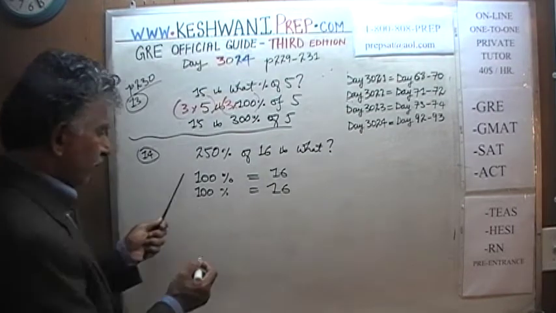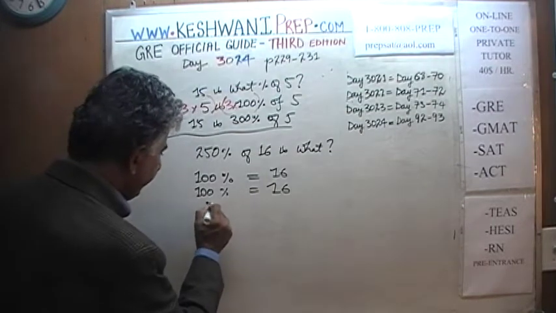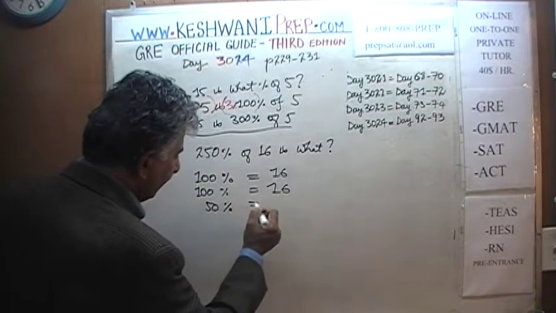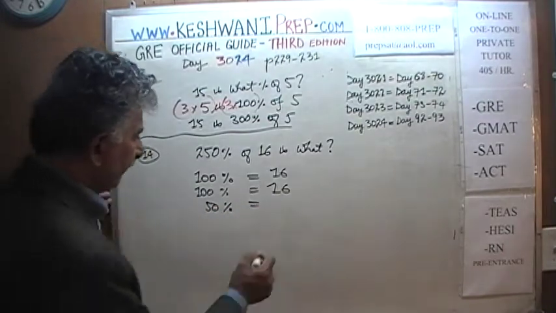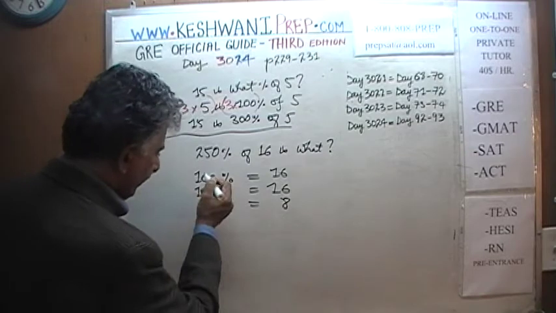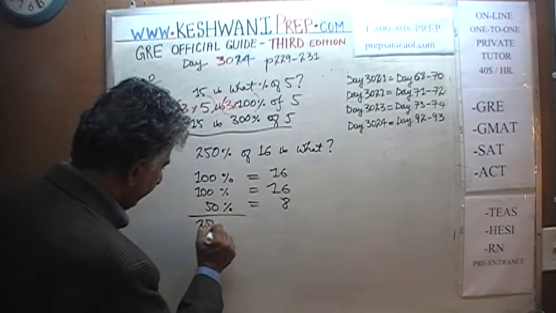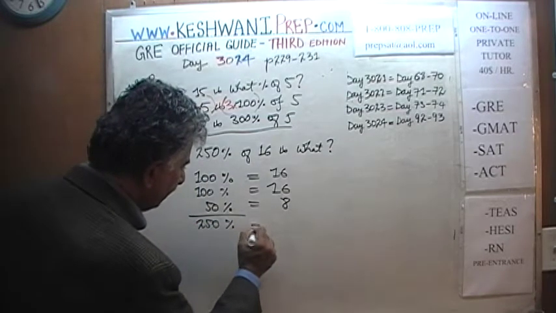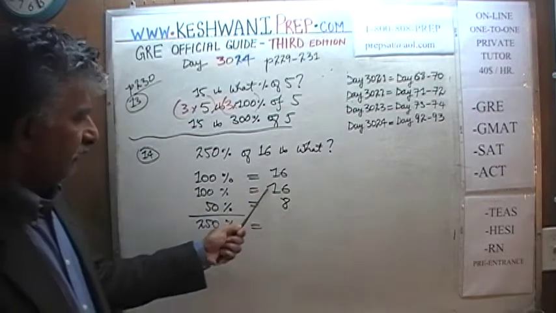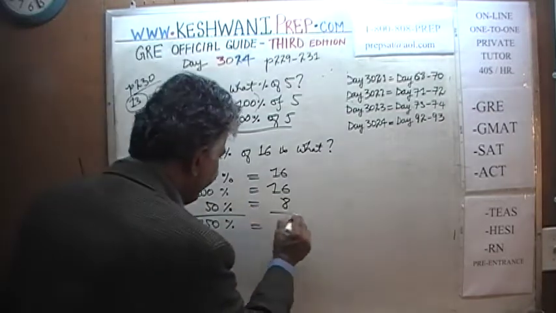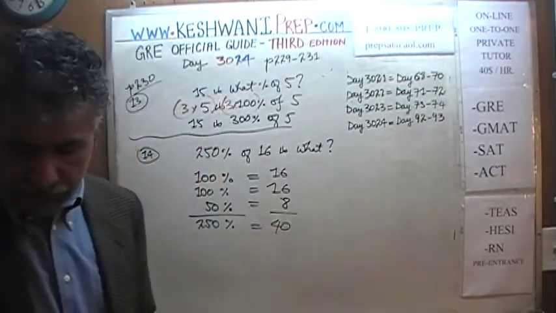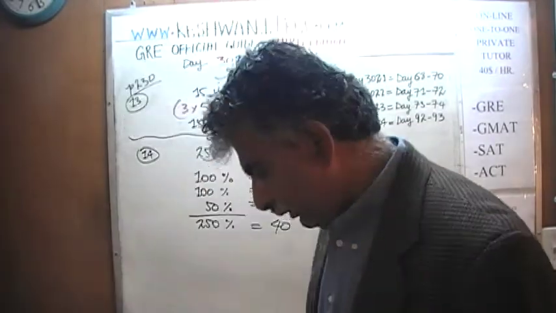Anyway, so that's up to 200%. We need another 50%. And that's, if 100% is 16, 50% is going to be 8. And we add them all up, so 250% is going to be 16 plus 16 plus 8. 16 plus 16 is 32, 32 plus 8 is 40. So that's one way of doing it.